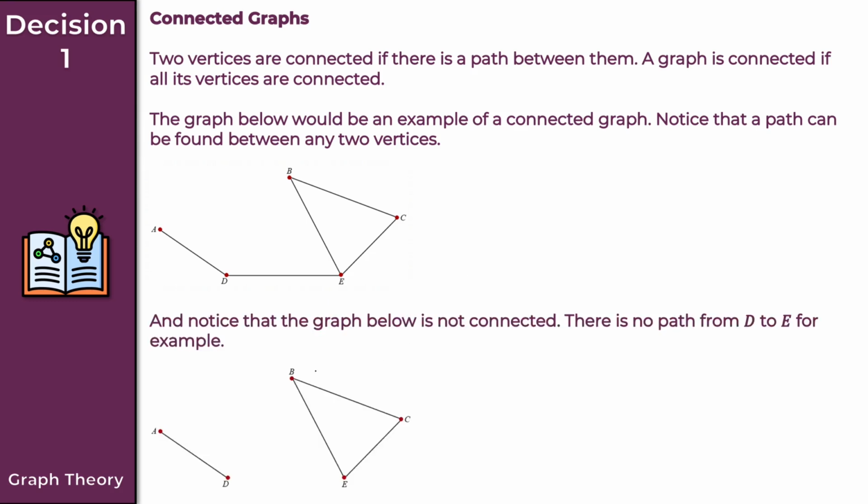And just notice here then that the graph below, so that's this graph here, is not connected. So as an example then, there is no path from D to E for this graph here. So in that case then, this graph here is not a connected graph.